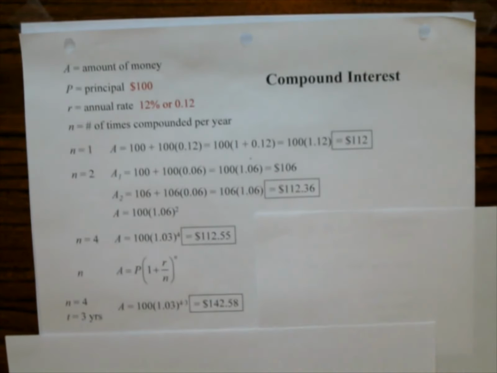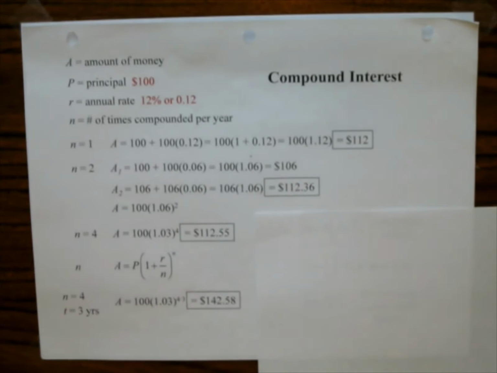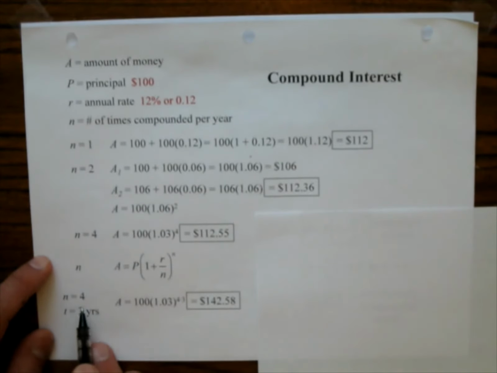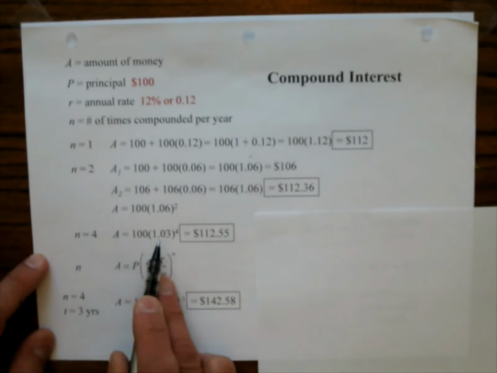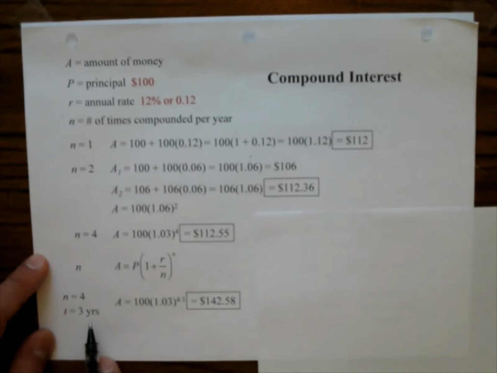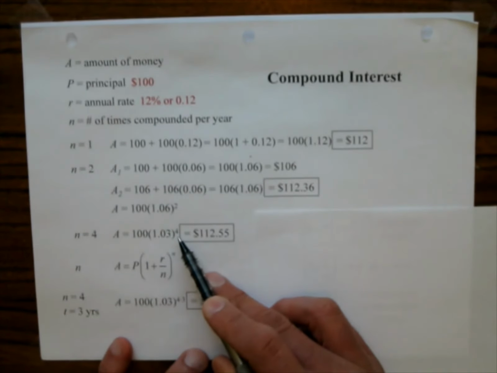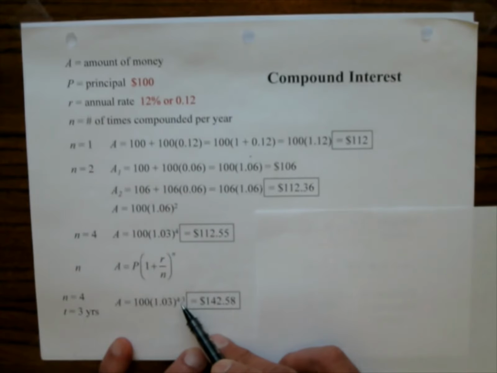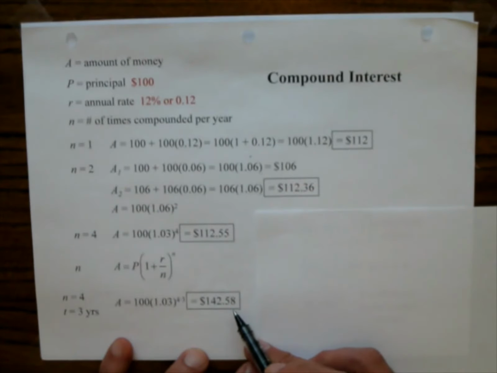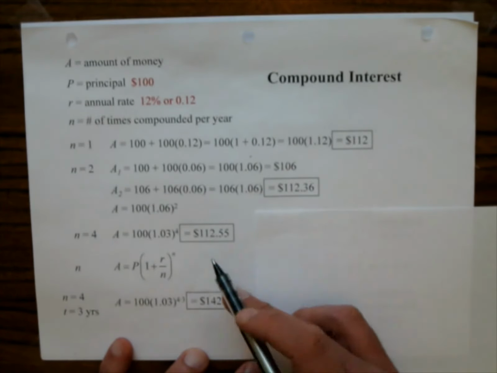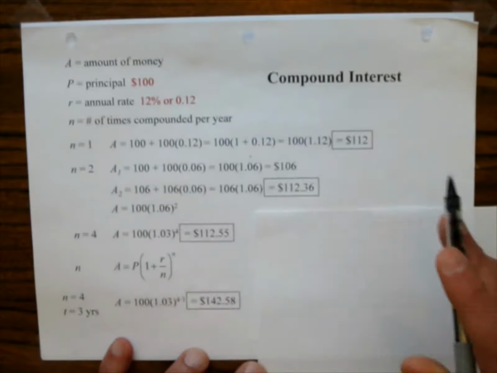So now let's take a look at this. It says if n is 4, like in the last example, and we're going to do this for 3 years, then we're not going to have 4 for the exponent there, but it's actually going to be 4 times 3. You're going to be compounding it 12 times in the 3 years. And so this gives me $142.58, which is a lot more than the $100 I started off with.